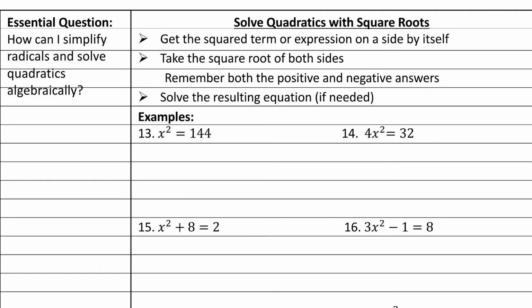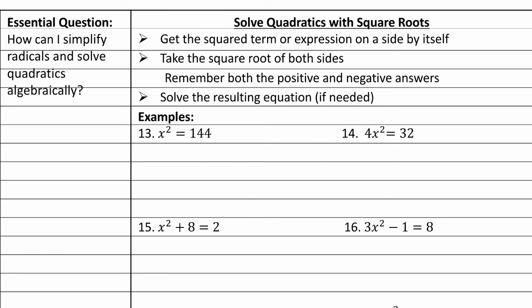Okay, so solving quadratics. We're going to get the squared term or expression on the side by itself, okay? Then we are going to take the square root of both sides. Remember that there's always a positive and a negative answer. That's when this comes into play. Because remember when we're solving quadratics, majority of the time we had two answers, okay? And then we are going to solve the resulting equation if needed.